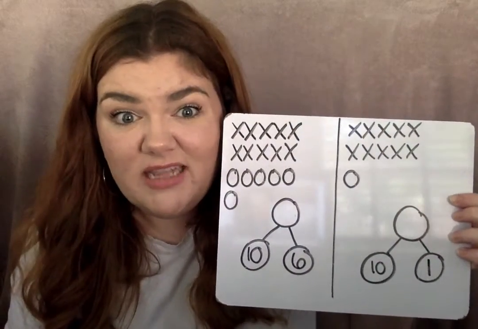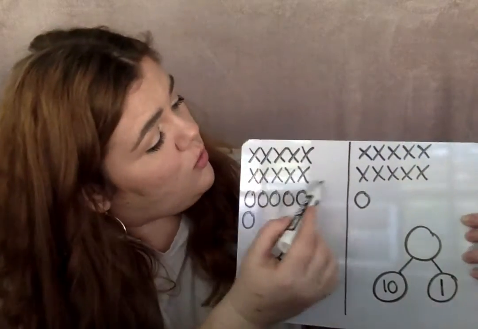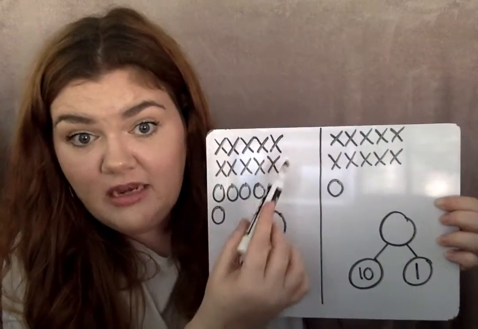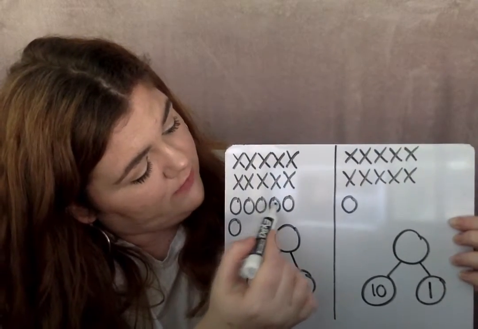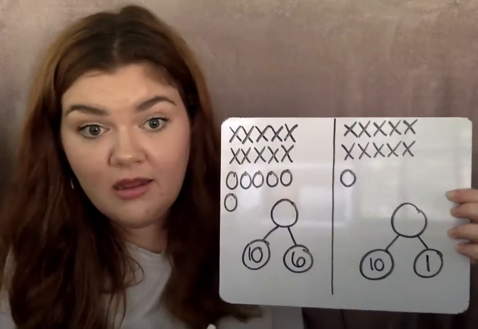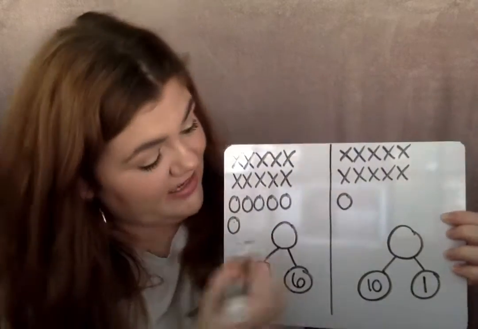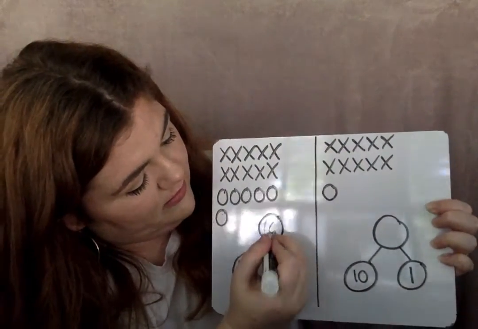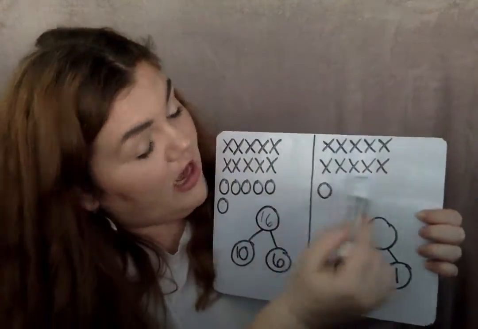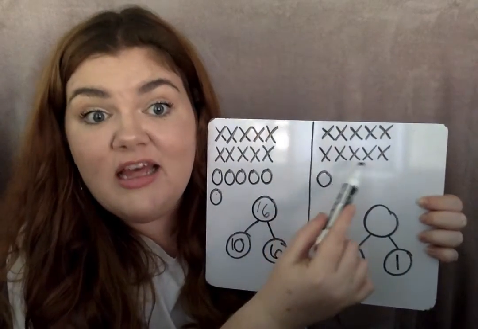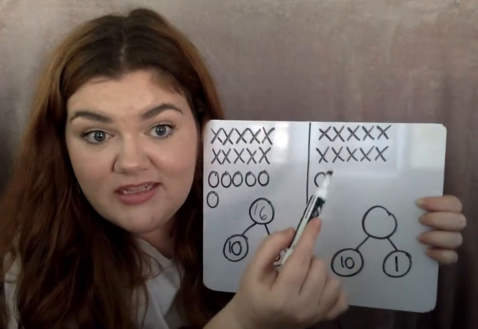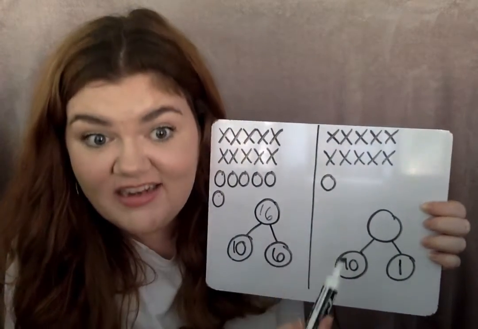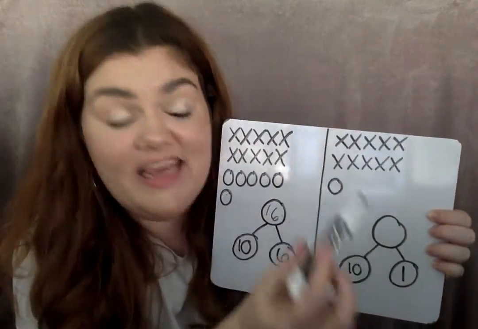But maybe I have some friends that I need to remember. So we know that our x's are making 10. So I can go 10, 11, 12, 13, 14, 15, 16. Oh, 10 and 6 make 16. Okay, now again, my x's make 10. And after this is 11. 10 and 1 make 11.